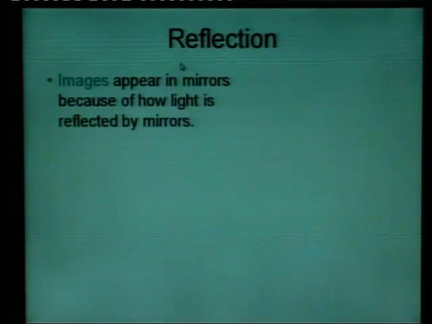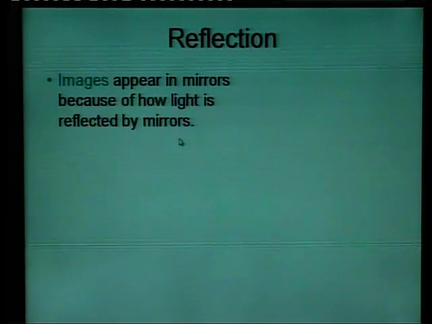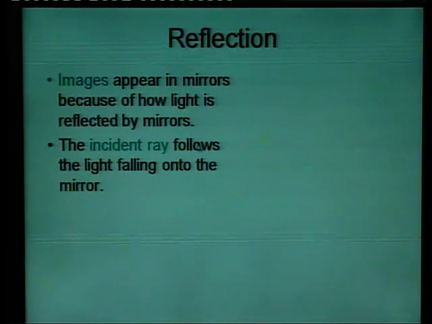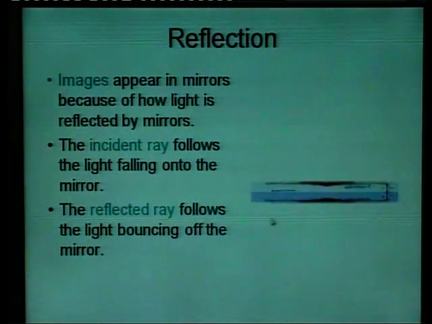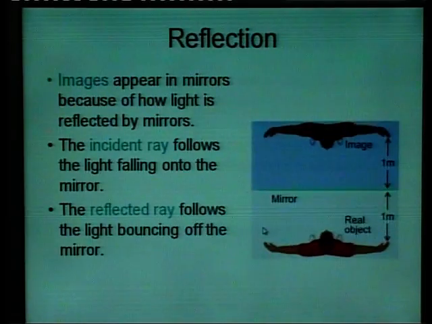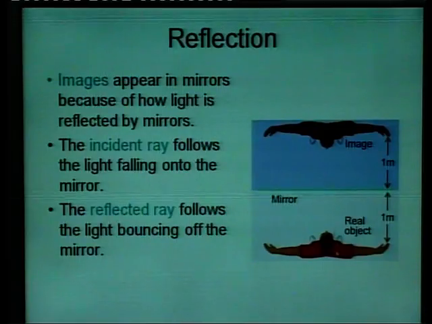So now let's quickly go through the phenomena of reflection before we start with some numericals. Reflection makes images appear in mirrors because of how light is reflected by the mirror. The incident ray follows the light falling onto the mirror. The reflected ray follows the light bouncing off the mirror. So this phenomena of reflection is shown. This is how we see our image in a mirror. A real object is there and its virtual image is here. जितना object mirror के आगे है, in front है, image उतनी ही पीछे है. So it is shown here.